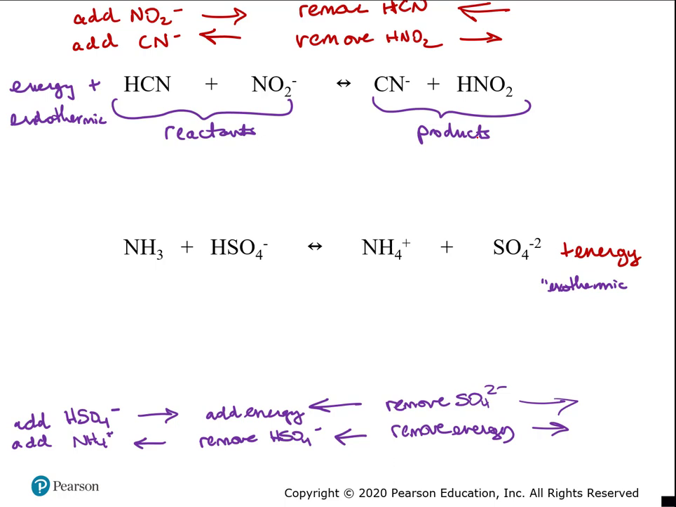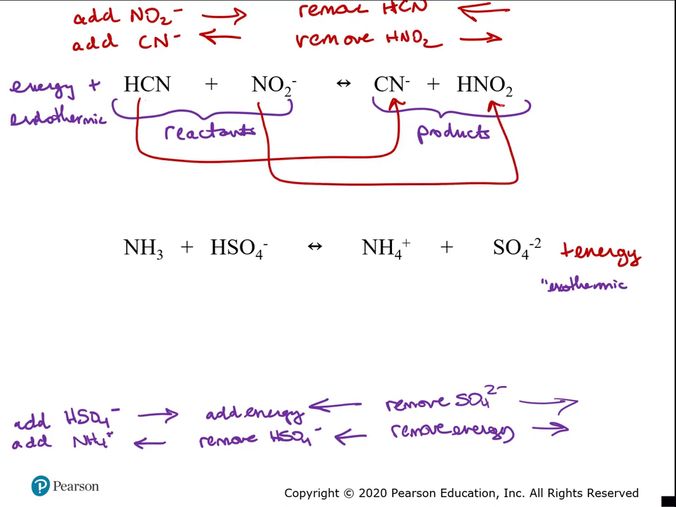So what you have to do is look at HCN and find the most similar molecule on the product side. So what does it look most like? HCN, does it look like CN minus or HNO2? Do you see that these look similar? Okay. Do you see that NO2 minus looks a lot like HNO2?